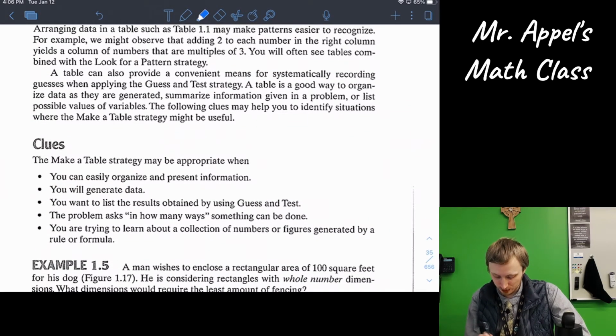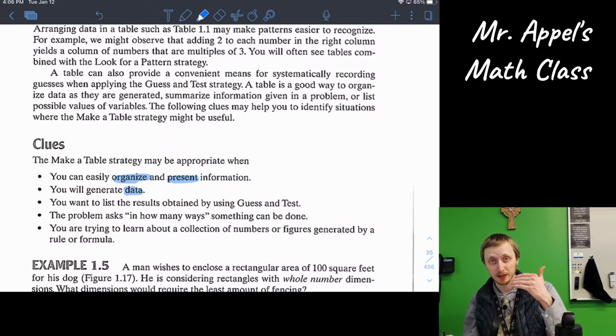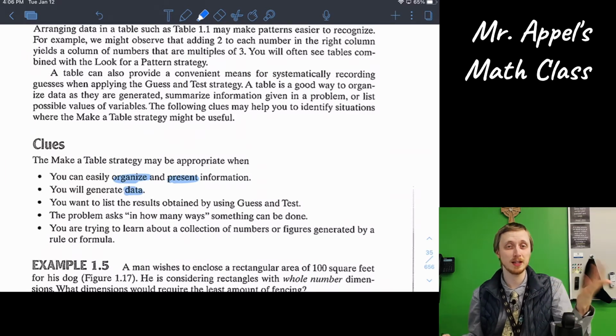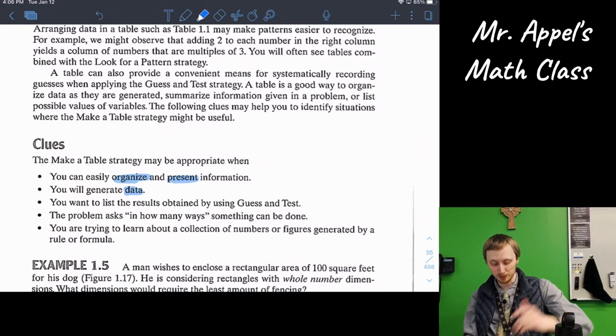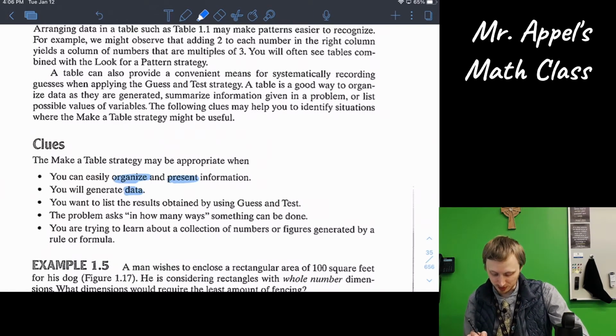So we have: you can easily organize and present information. If you will generate data, think of it as a science experiment. I will set something up, try something, test, get a result. Change systematically each time to test and get new results, right? That's the data generation. You want to list the results obtained by using guess and test.